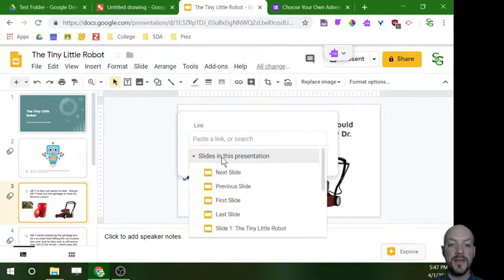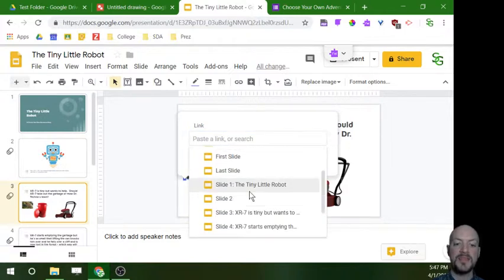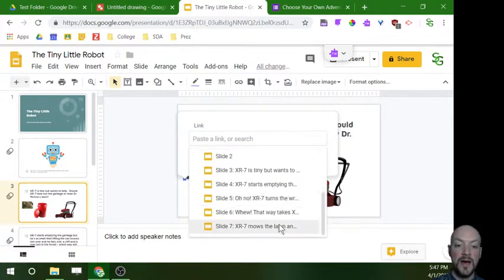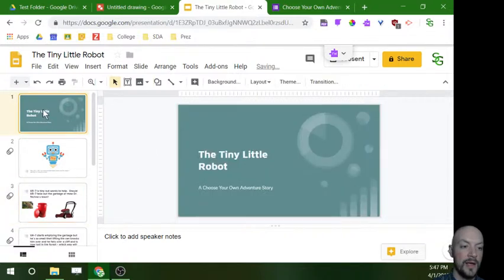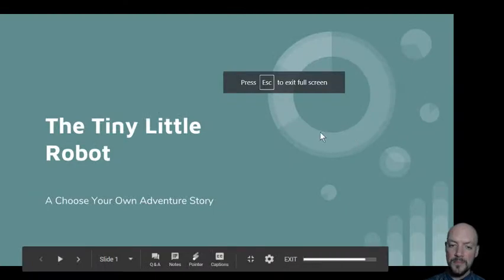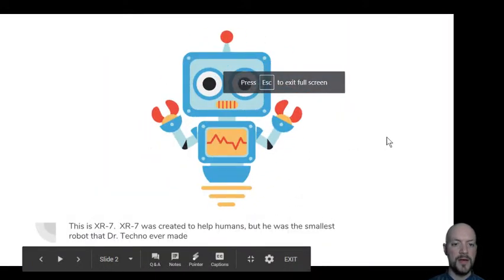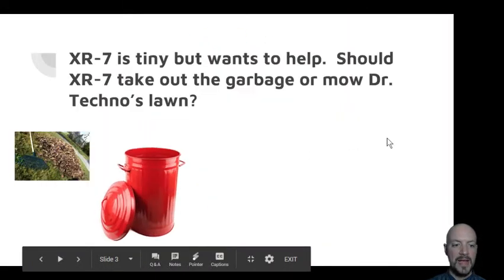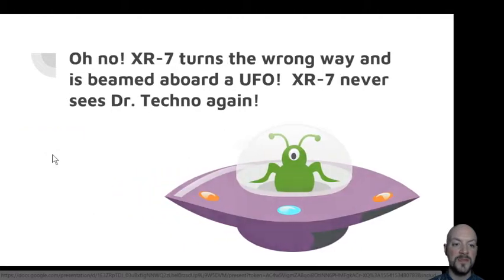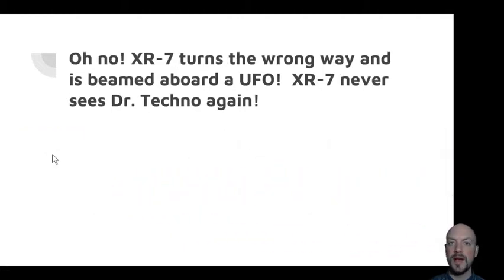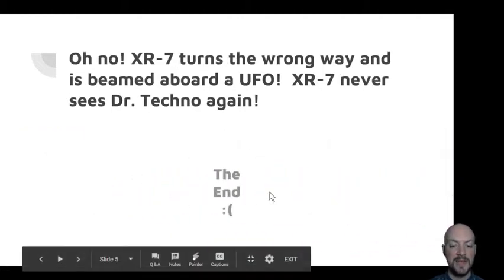But in this case, I'm going to click Slides in this presentation, and then you can see it lists all of my options of which slide I can jump to. So in this case, I'm going to have it go to slide 5, and that's where the little robot gets taken away. Spoiler alert, sorry. So now, when I go to present this, as I click through, you can see my little robot is introduced. And then I have the option on each of these to click to go to a certain place. So now if I click on my rakes the leaves, now my little guy's going to be taken away by aliens, and it's the end.